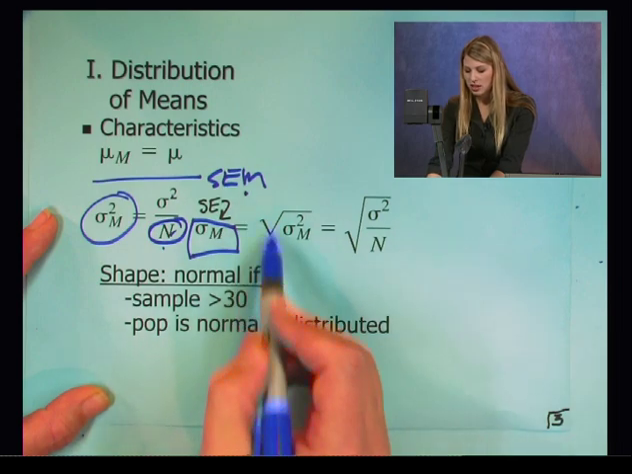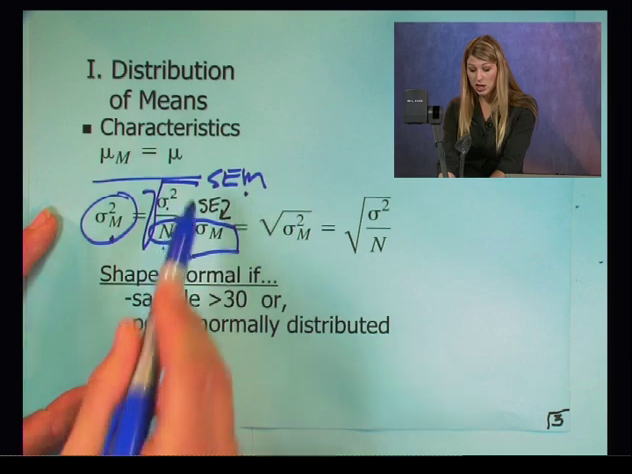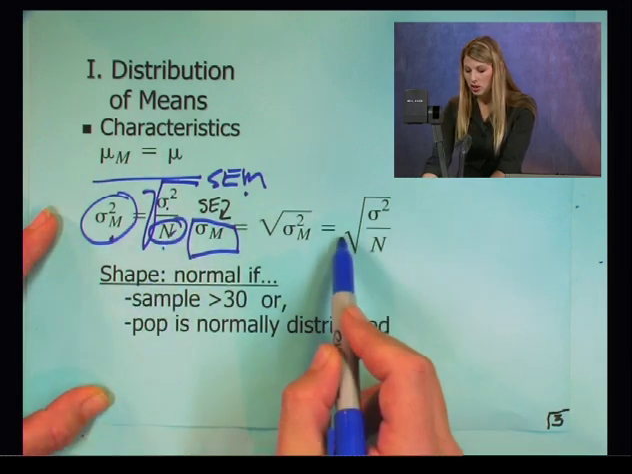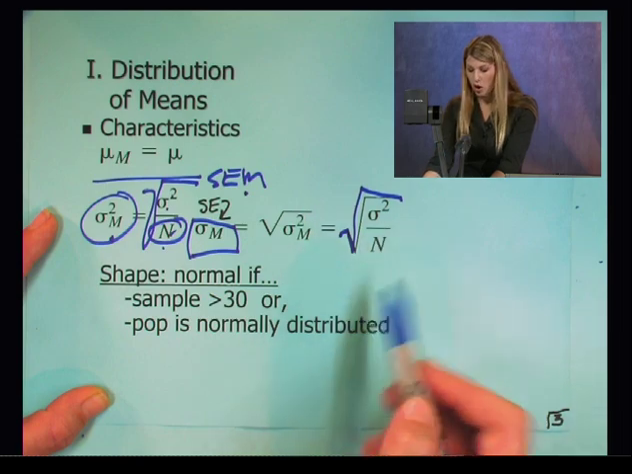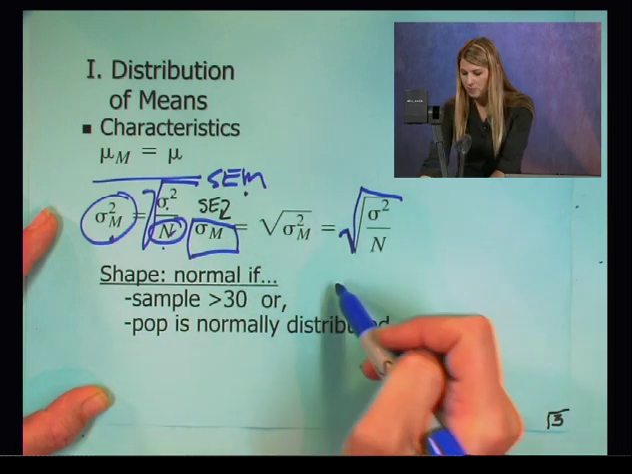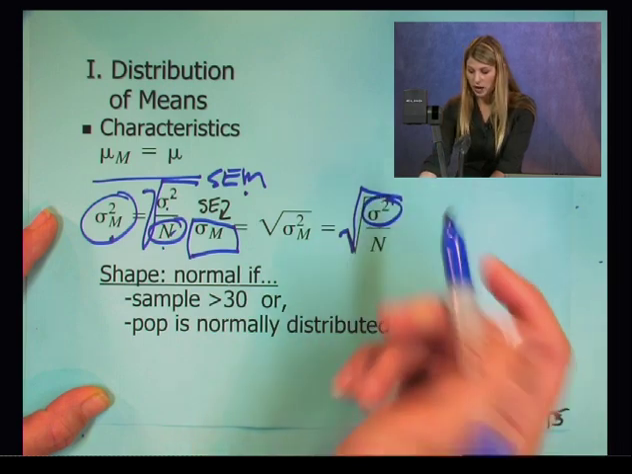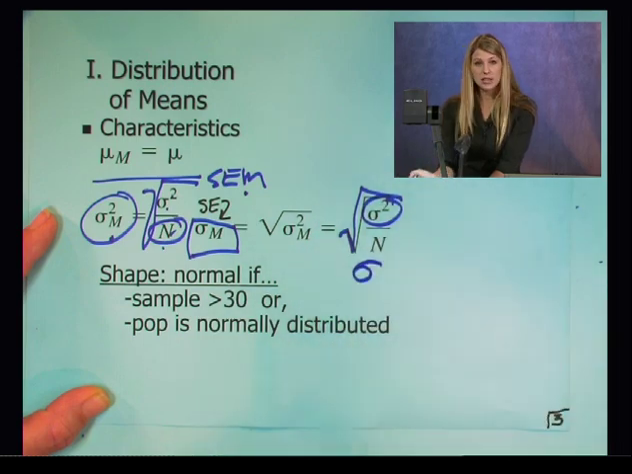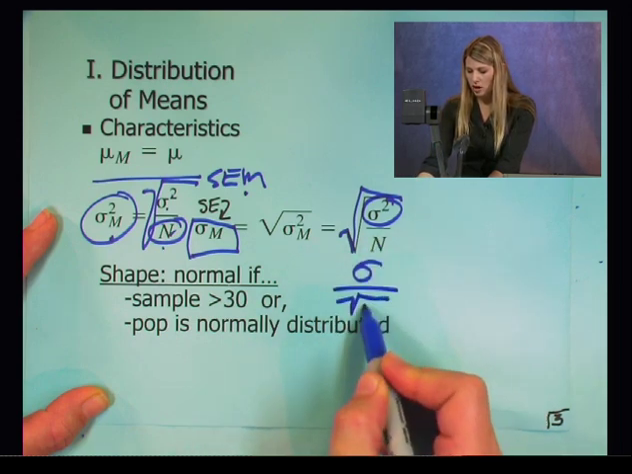And since we just take the square root of this formula, and this formula is the variance of the population divided by n, you can either do it like this, take the square root of the variance divided by n, or you can simplify this. If you take the square root of variance, it's squared already, it becomes the standard deviation, divided by the square root of n.